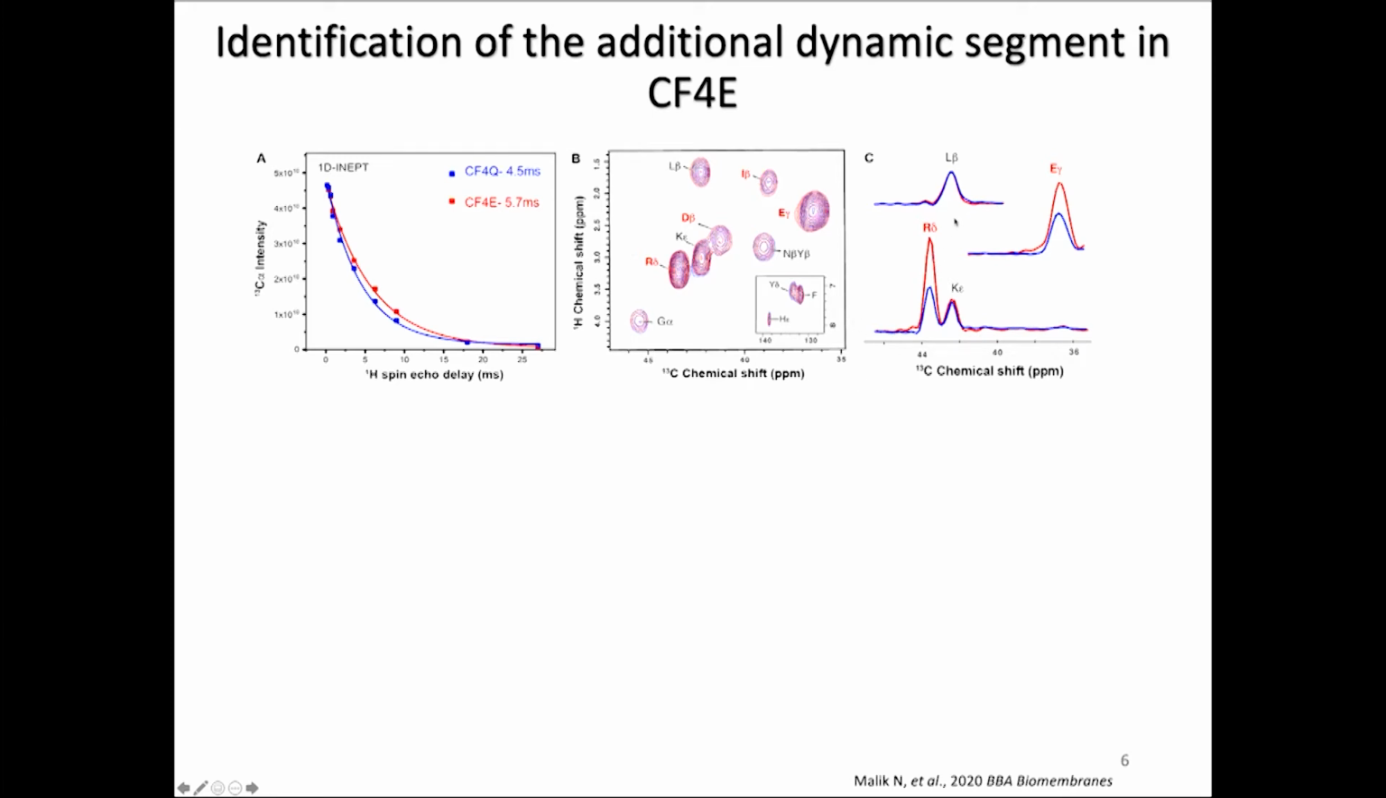So we closely analyzed the 2D experimental data that we had for both the receptors, and we realized that the increase in INEPT intensity was not uniform throughout the spectrum. There were certain peaks that were showing much higher change in intensity than the others. So we used this data to understand which amino acid types were specifically increased in the CF4E spectrum. And this indicates that probably there is an additional dynamic segment in CF4E.